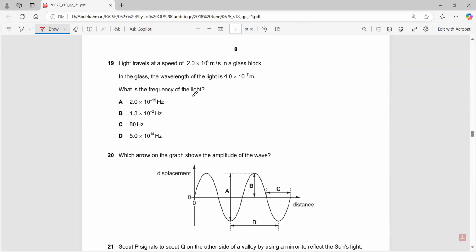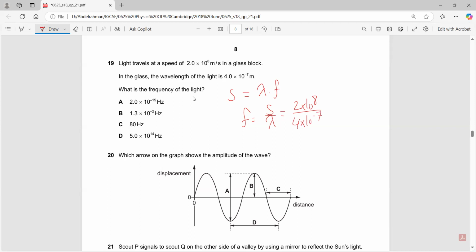Light travels at the speed of 2 times 10 to the power of 8 in a glass block. In the glass, it has a wavelength of 4 times 10 to the negative 7. What's the frequency? Speed equals wavelength times frequency, so frequency equals speed over wavelength: 2 times 10 to the power of 8 over 4 times 10 to the negative 7.